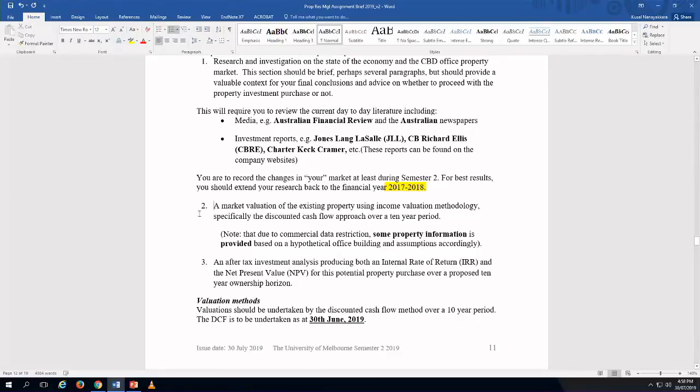Your second focus: a market valuation of the existing property using income valuation methodology, specifically the discounted cash flow approach over a 10-year period. So your investment period will be 10 years, and you make a discounted cash flow for the 10 years and calculate the value of the property. Note that due to commercial data restrictions, some property information is provided based on hypothetical office buildings and assumptions accordingly. Right?